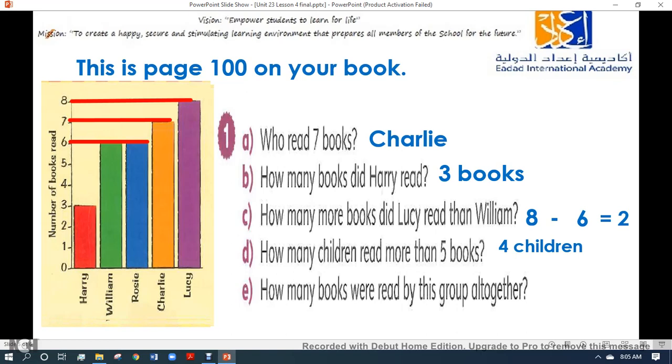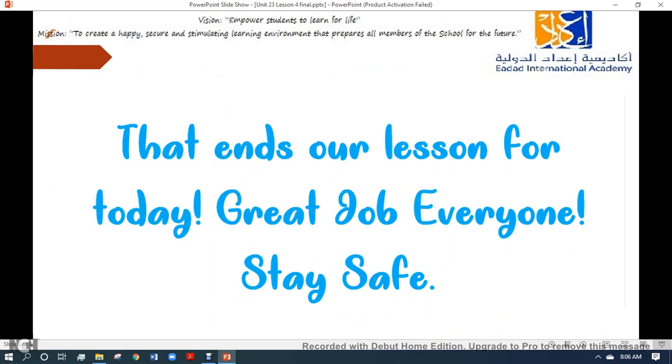Now, letter E. How many books were read by this group altogether? If we have the word altogether, that means what again? Yes, great. It means that we need to add all of them. So what operation are we going to use? Addition. Great job. So that will be 3 plus 6 plus 6 plus 7 plus 8, that is equals to 30. Great job.